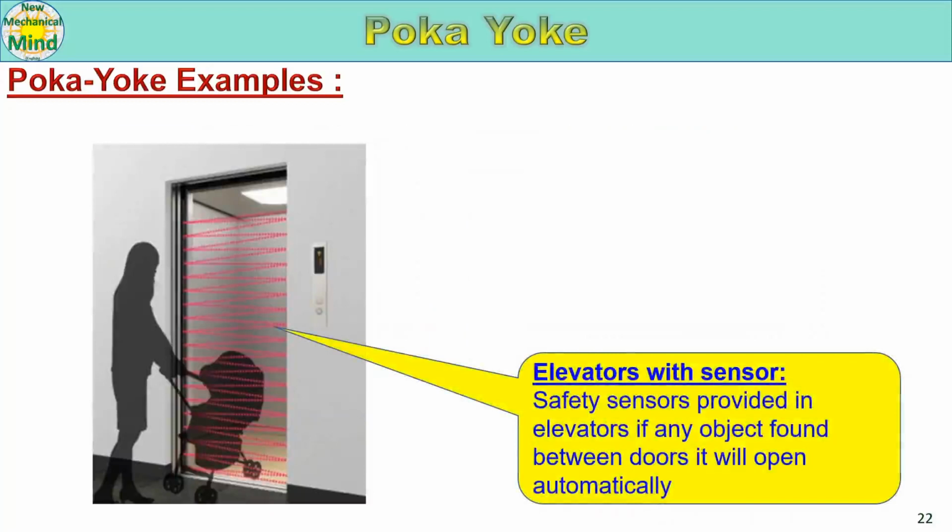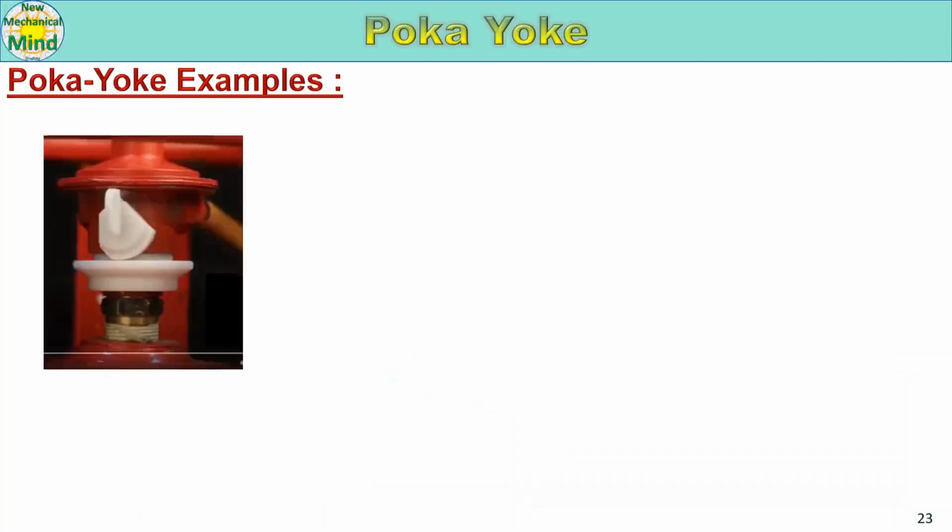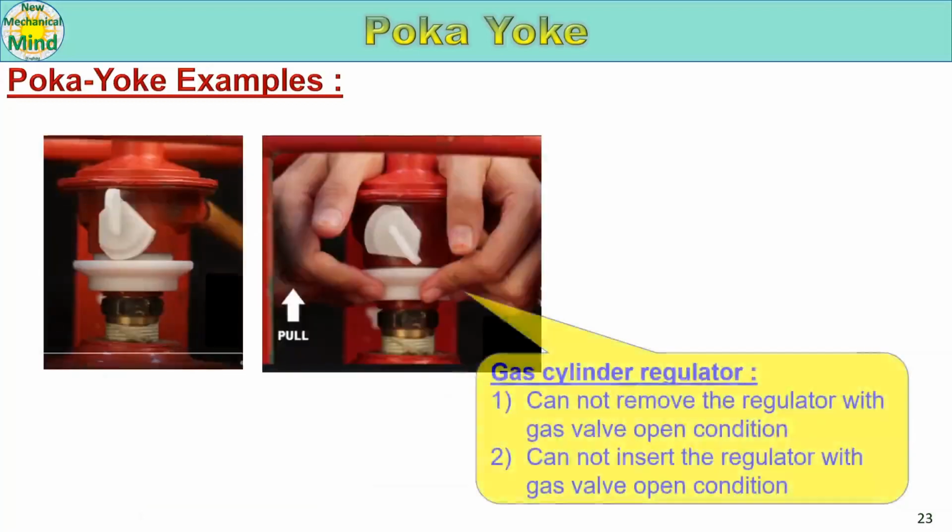Elevators with the sensor. Safety sensors are provided in the elevator. If any object is found between the doors, it will open automatically. Gas cylinder regulator. Cannot remove the regulator with the gas valve in open condition. Similarly, cannot insert the regulator with the gas valve in open condition.